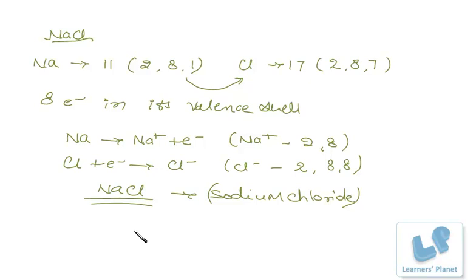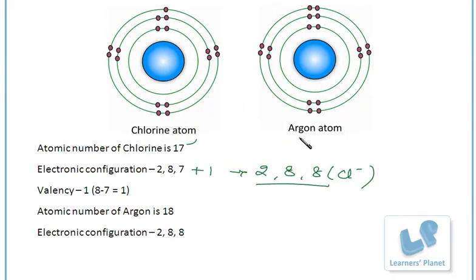Now let's take an element which does not react and does not form any compound. See here, this is argon. The atomic number of argon is 18. The electronic configuration is 2, 8 and 8. It has 8 electrons in its outermost shell. So the maximum number of electrons an atom can have in its outermost shell is 8.